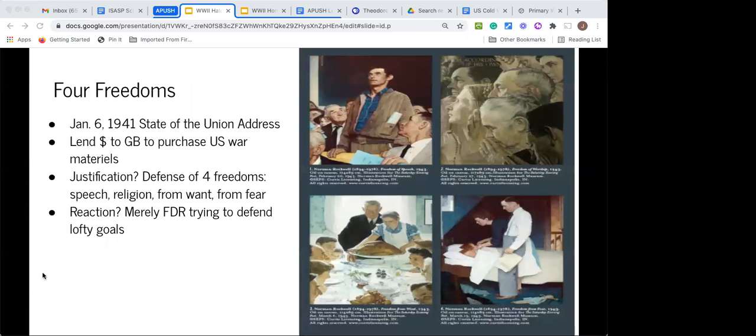Now, not on your notes, but just as a side note, okay, FDR gives a State of the Union address in the beginning of 41, and it is known as the Four Freedoms speech. And it is said that we should, as America, be lending money to Great Britain to purchase war materials based on our defense of four freedoms: freedom of speech, freedom of religion, freedom from want, and freedom from fear. Artist Norman Rockwell then captured these as images to go along with the Four Freedoms speech.